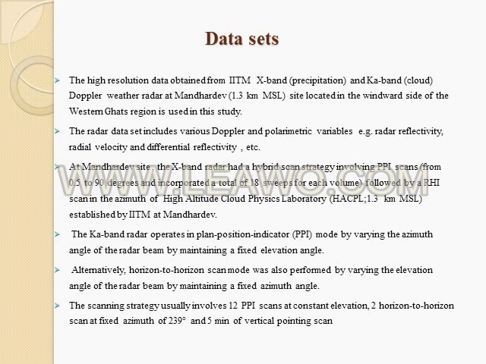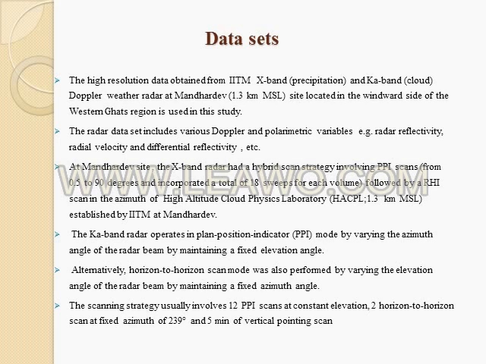Alternatively, a horizon to horizon scan mode was also performed by varying the elevation angle of the radar beam while maintaining a fixed azimuth angle. And the scanning strategy usually involves 12 PPI scans at constant elevations, 2 horizon to horizon scans at a fixed azimuth of 239 degrees, and a 5 minute vertical pointing scan. So in an interval of 5 minutes, we have 12 PPI scans in 1 hour, and we can say 5 vertical pointing scans in a single hour.